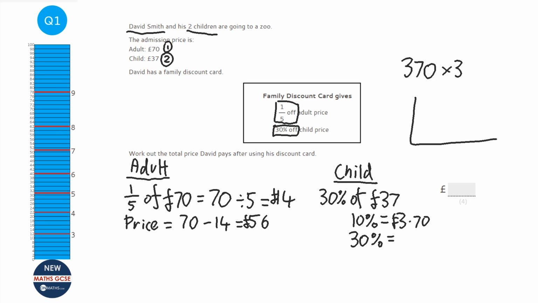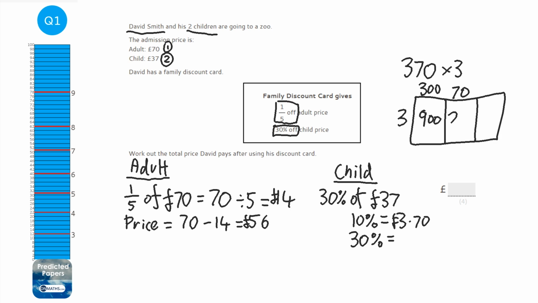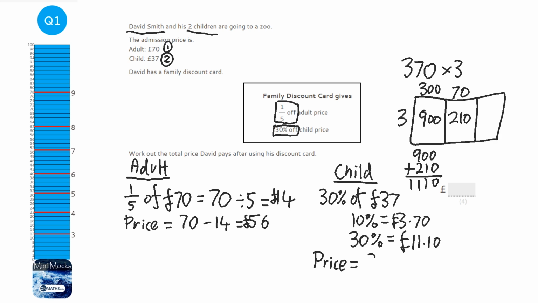So I can do a little grid. And if this is on the calculator, then obviously you just type it into the calculator. And obviously that's going to be 0, so we don't need that one. So it's 900. That's 21 with a 0. So 900 plus 210, 0, 1, and then 11. So that's going to be £11.10, and so we want to work out the price. So it's going to be £37, take away £11.10. So if you take away 10 is 27, take away 1 is 26, take away 10 is £25.90.